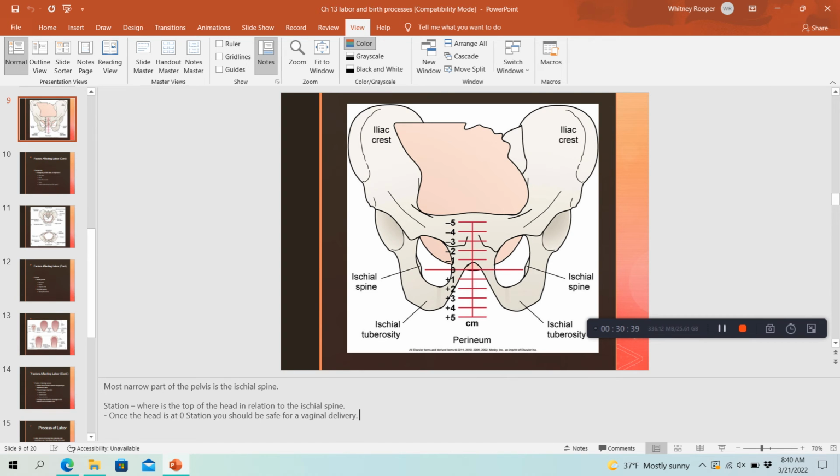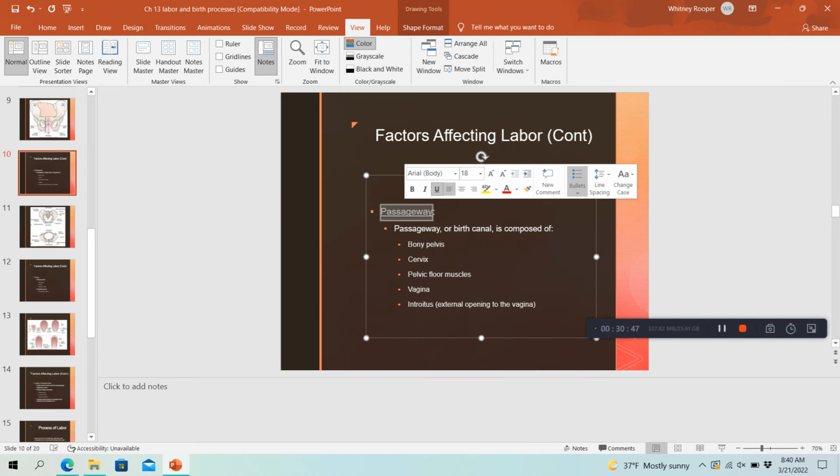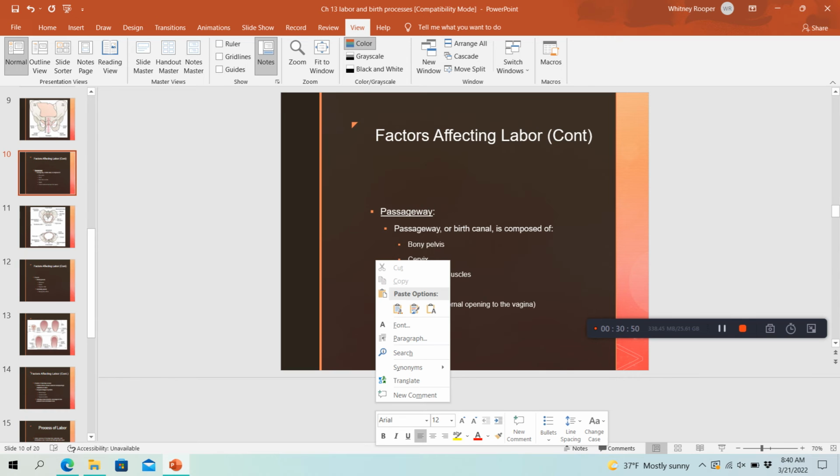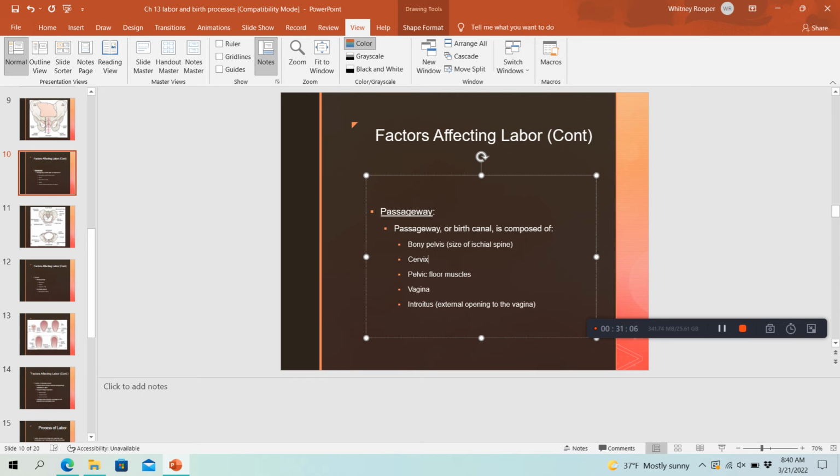Okay, so that's the passenger. And the passageway we've hit on a little bit too. The passageway, or birth canal, is composed of the bony pelvis, which we talked about. That certainly is a factor. The patient's pelvis is most certainly a factor, especially if she has very prominent ischial spines. The cervix, is the cervix dilating as it should? The pelvic floor muscles, the vagina, and the introitus, or the external opening to the vagina.